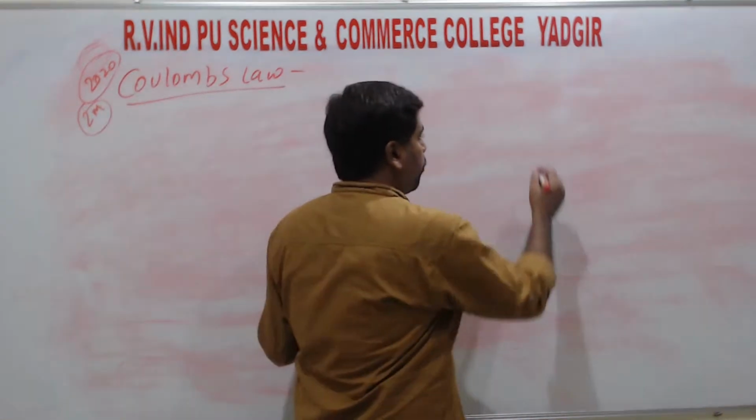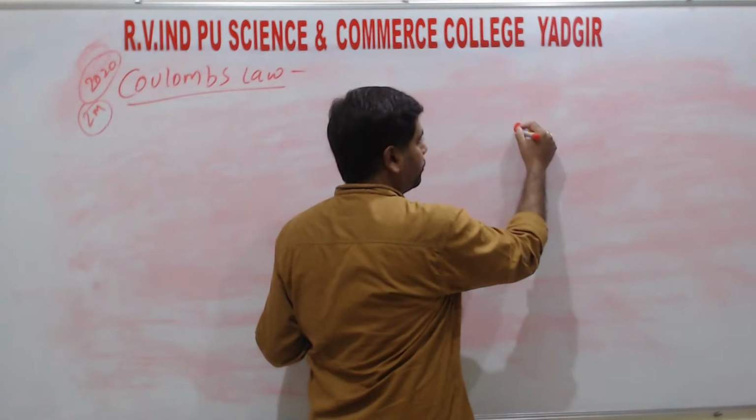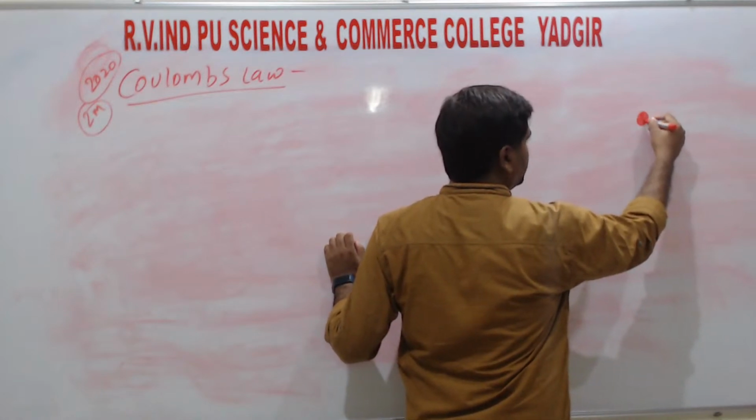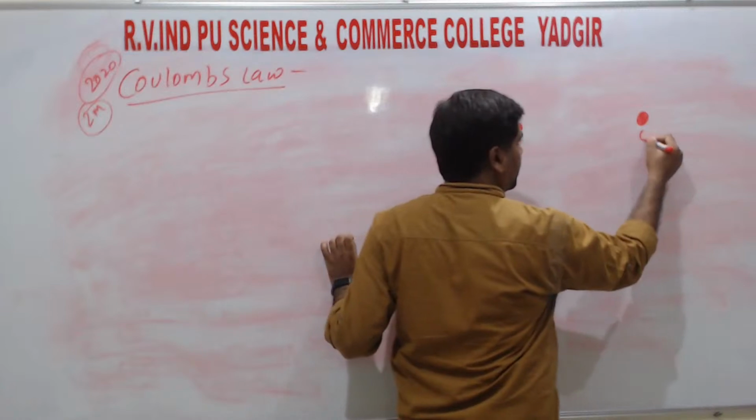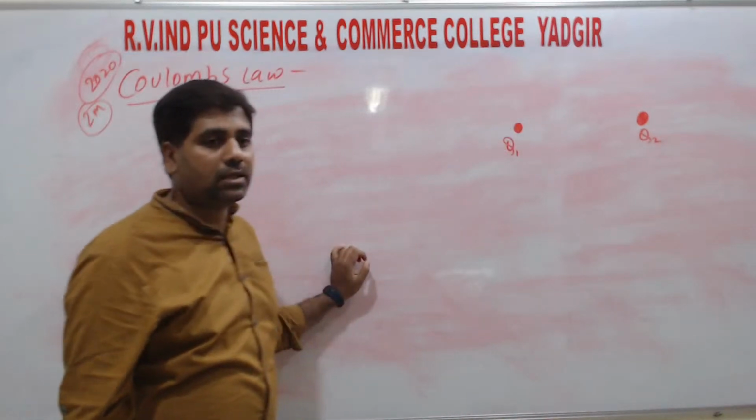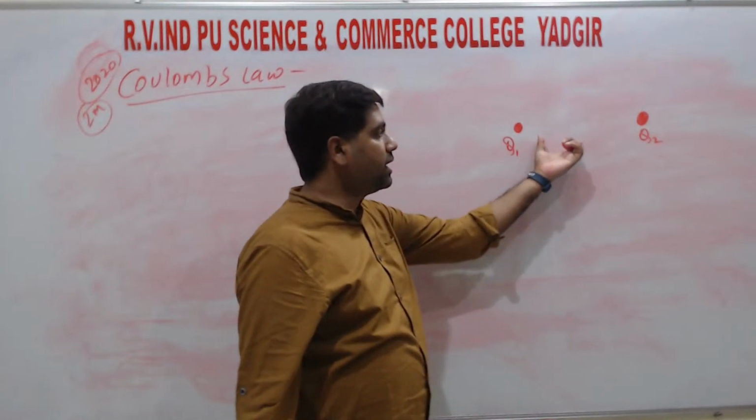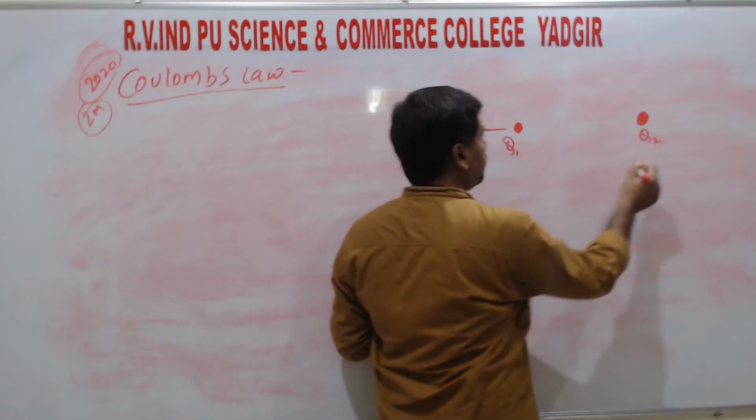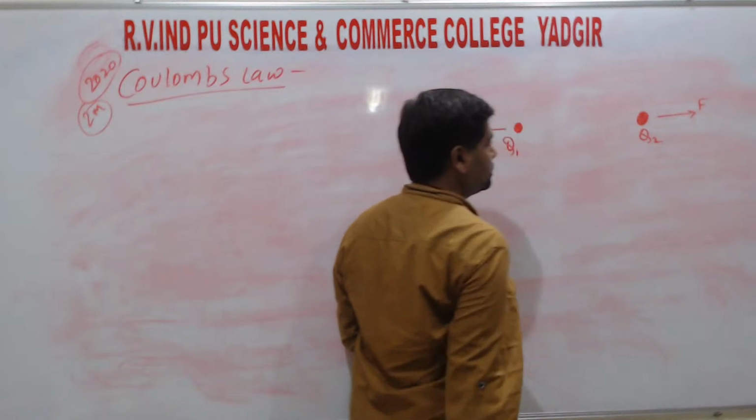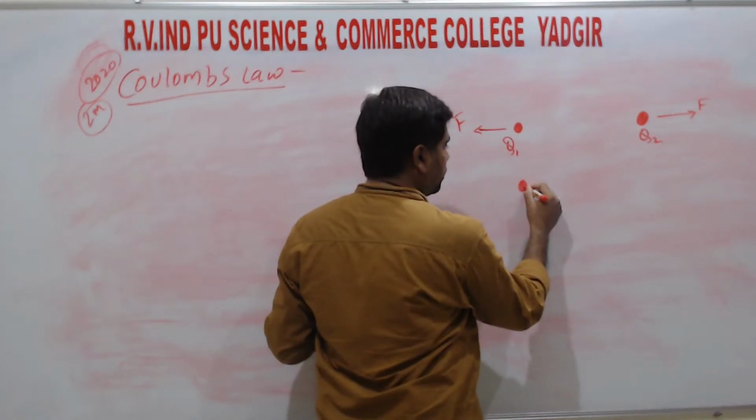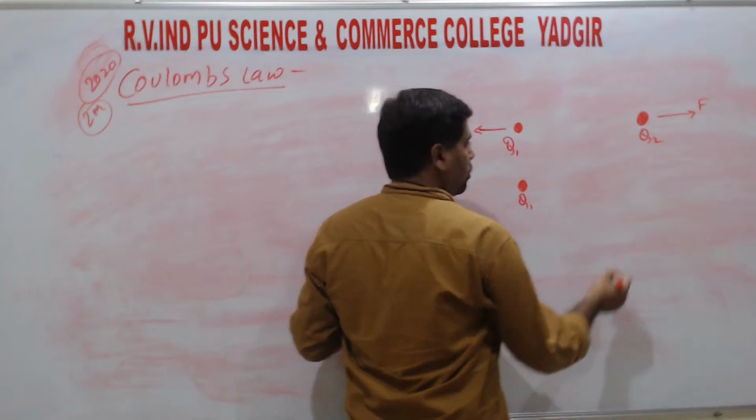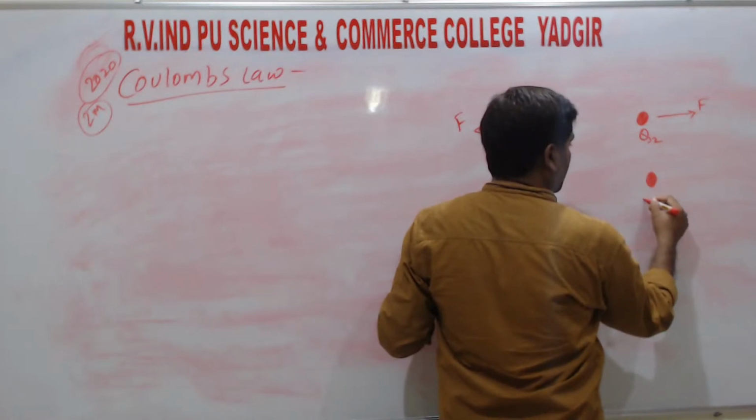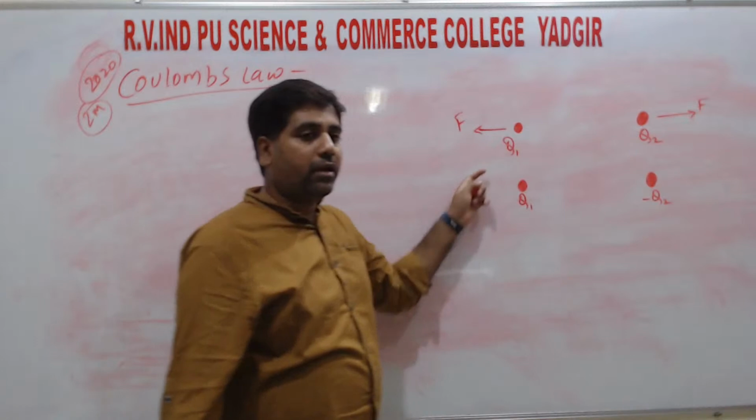Considering 2 point charges, either of the same charge or of different charge, that means point charges. Here Q1 and Q2 are the 2 point charges. As these two are similar charges, there is a force of repulsion between them. If we consider two opposite charges, that is plus Q1 and minus Q2, here we are taking two cases.